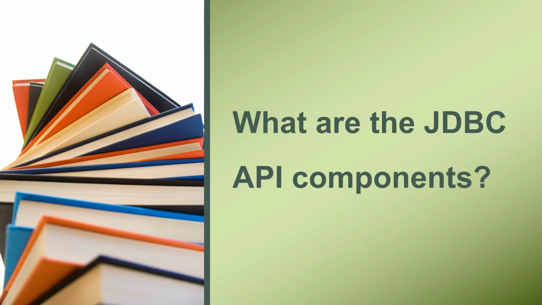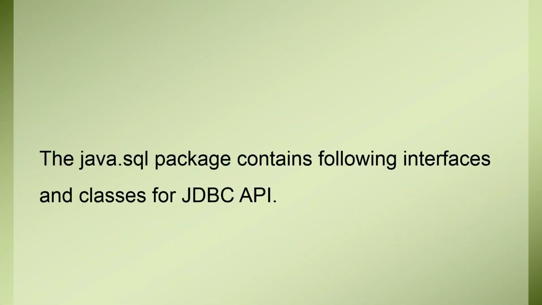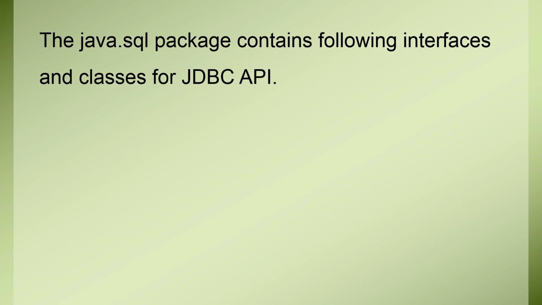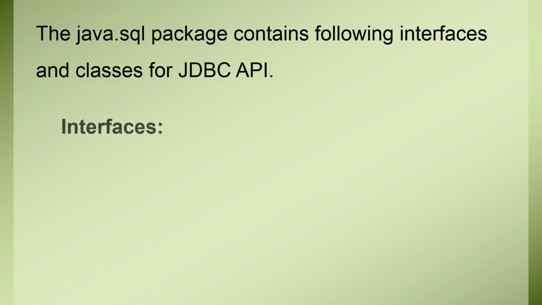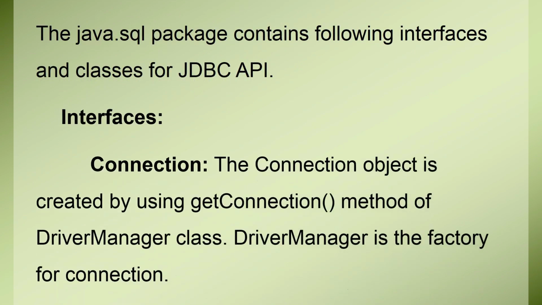What are the JDBC API components? The java.sql package contains the following interfaces and classes for the JDBC API. Interfaces. Connection. The Connection object is created by using the getConnection method of the DriverManager class. DriverManager is the factory for Connection.